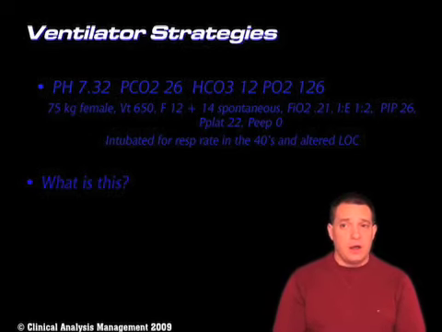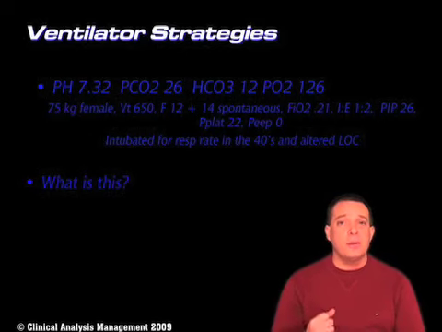When we look at our other vent settings, she's just on room air right now, an FiO2 of 0.21. Her IE ratio is 1 to 2. Her peak inspiratory pressure is 26. Her plateau pressure is 22. And her PEEP is 0. Okay, so with that, we draw a blood gas, and what do we see? The patient's got a pH of 7.32, her CO2 is 26, her bicarb is 12, and her PO2 is 126.